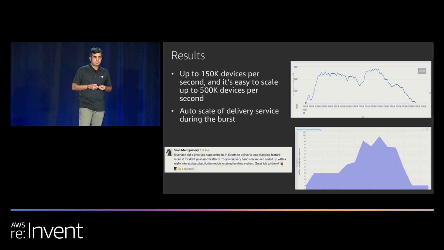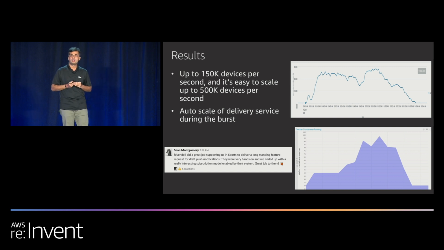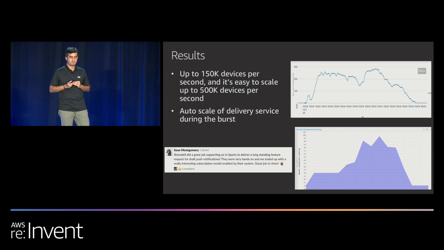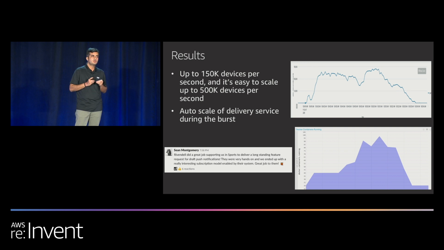So let's talk about the overall results to show how our notification system performs using all these AWS services. In the beginning, we mentioned that our traffic is very bursty. So we did not want to run our application at full capacity 24/7. Instead, we want to rely on autoscaling. We use the horizontal pod autoscaler for Kubernetes to autoscale our services during the burst of traffic.